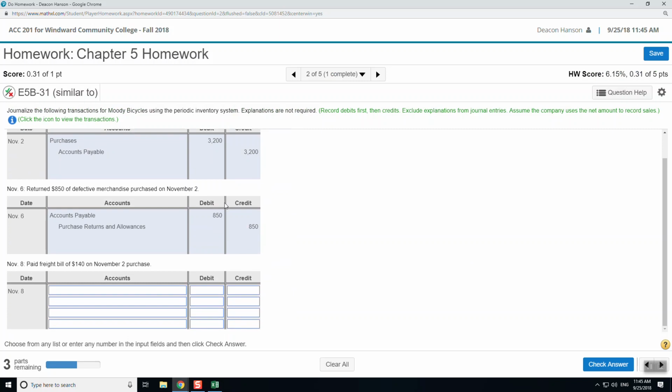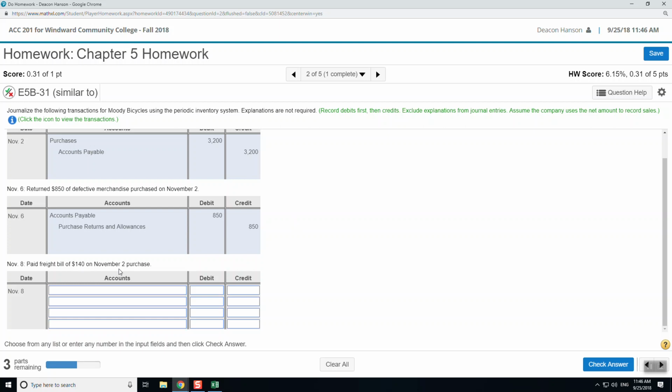Now let's see. We paid the freight bill of $140 on the November 2nd purchase. Okay, so remember, the cost of an asset is everything that goes into getting it to its intended use. So as far as inventory goes, if we have to pay shipping on the inventory, that shipping cost is going to become part of the cost of the inventory, which actually ends up in cost of goods sold when we sell that inventory.